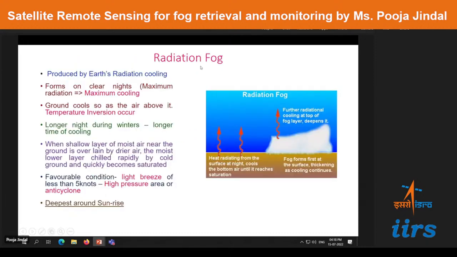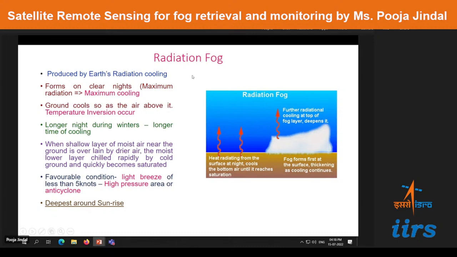First coming is the radiation fog. In the case of the radiation fog, the process of formation is the same that we have discussed till now. There will be emission of radiation from the surface at night, which cools the bottom air until it reaches saturation. Once it reaches saturation, condensation will take place. Initially, of course, a thin layer of fog will be formed, but after that, there will again be emission of radiation from the fog top, which will reduce the temperature of the air above the fog, leading to the thickening or deepening of the fog layer, right?